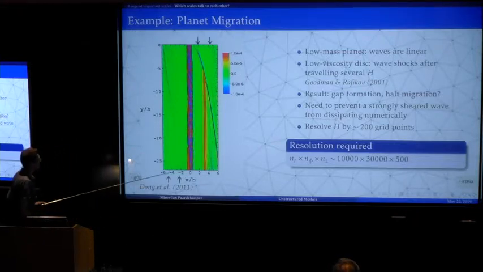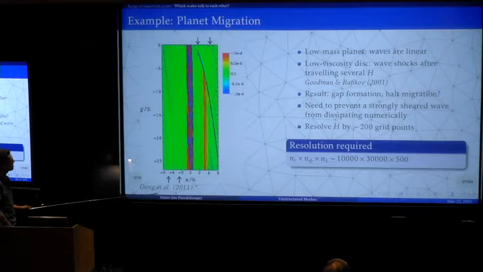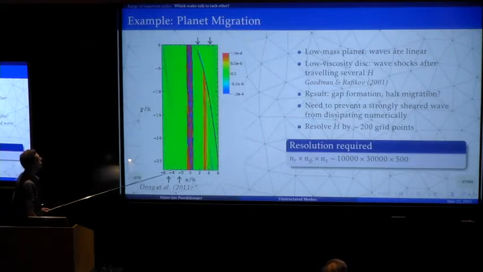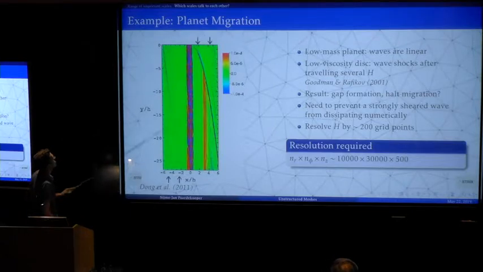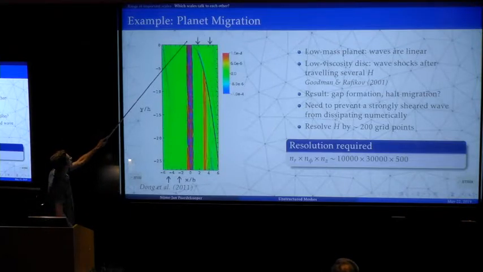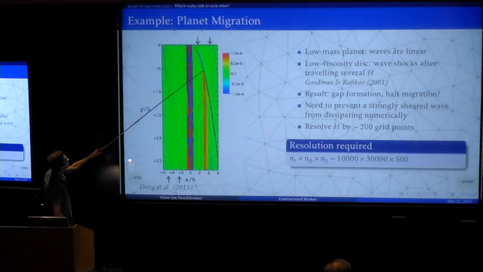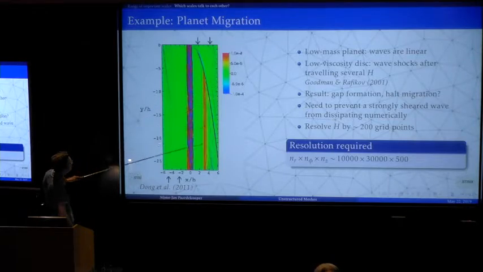On the left, I show a simulation from back in 2011 by Ruben Dong and others. This is a vortensity plot, actually. You see the wake. The planet is somewhere here. This is the wake, its linear phase, and then at some distance from the planet, it shocks. There you get this vortensity change because this material has been shocked.